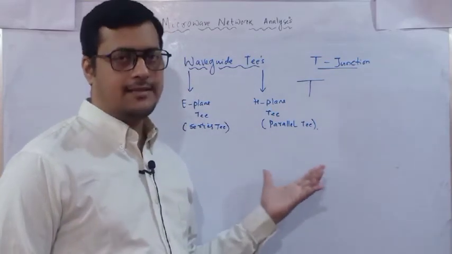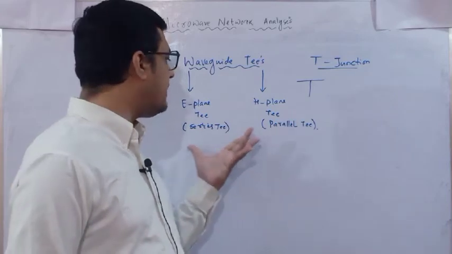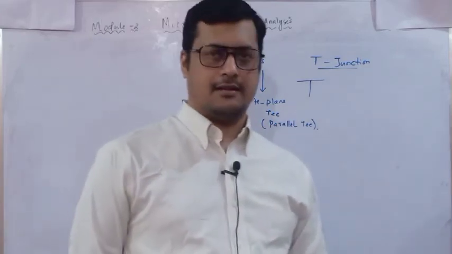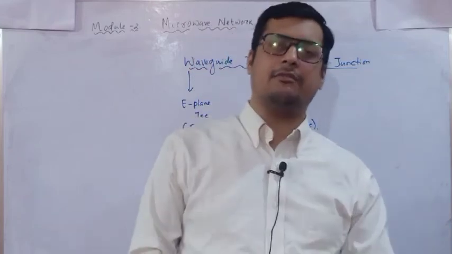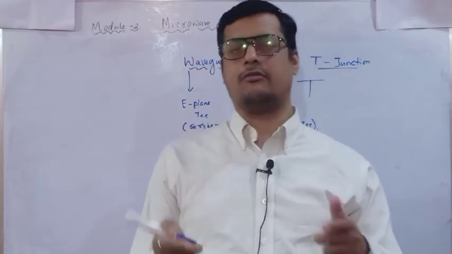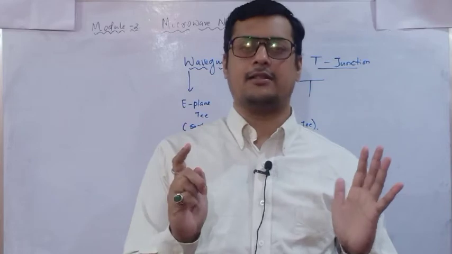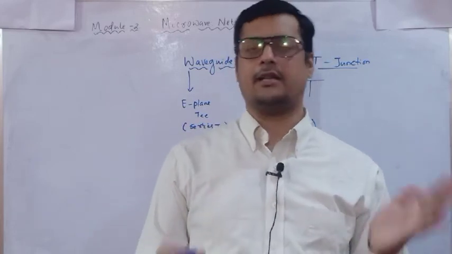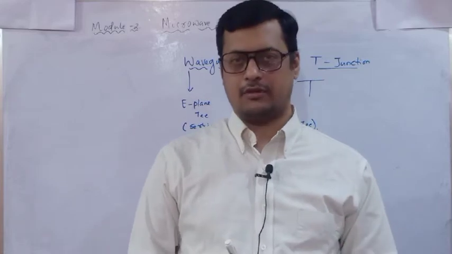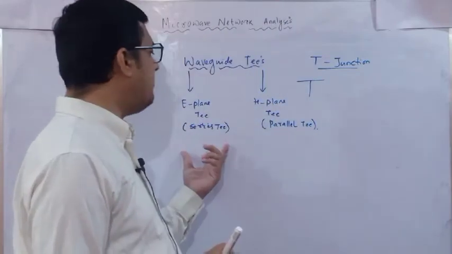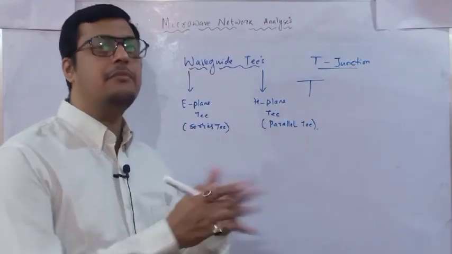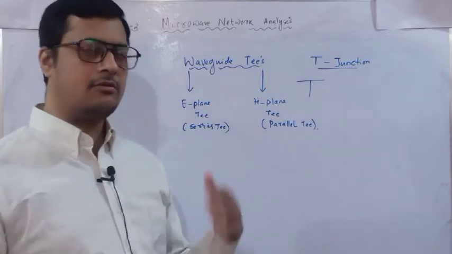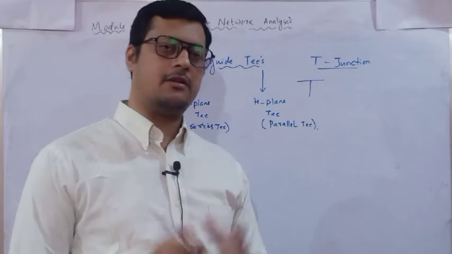So these are the basic representations. If I combine this H and E together, then it becomes a hybrid T junction, in which both the electric field and the magnetic field play a part at the same time. With the help of that, we can either combine or distribute. Here the E plane is basically used to divide the power. We will see how it is divided, what the parameters are, how we can analyze it, how it can be combined, and so on.